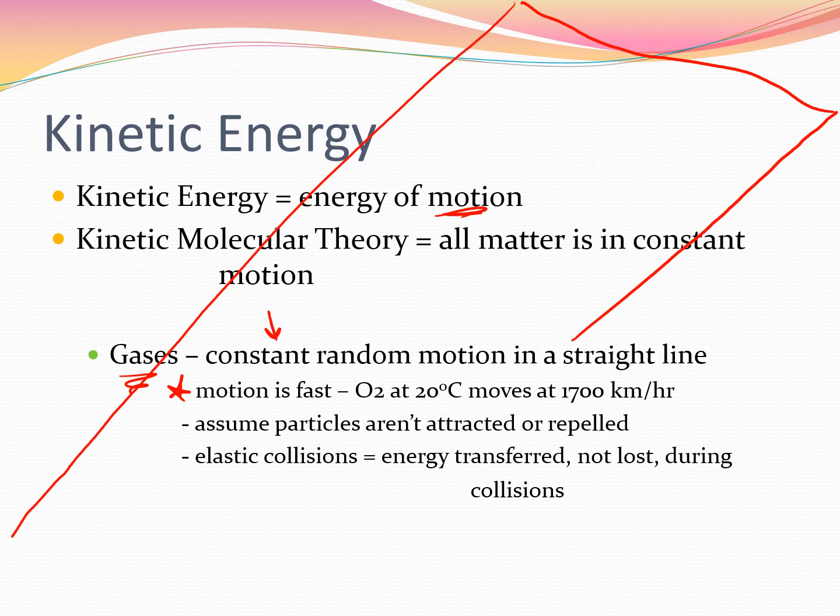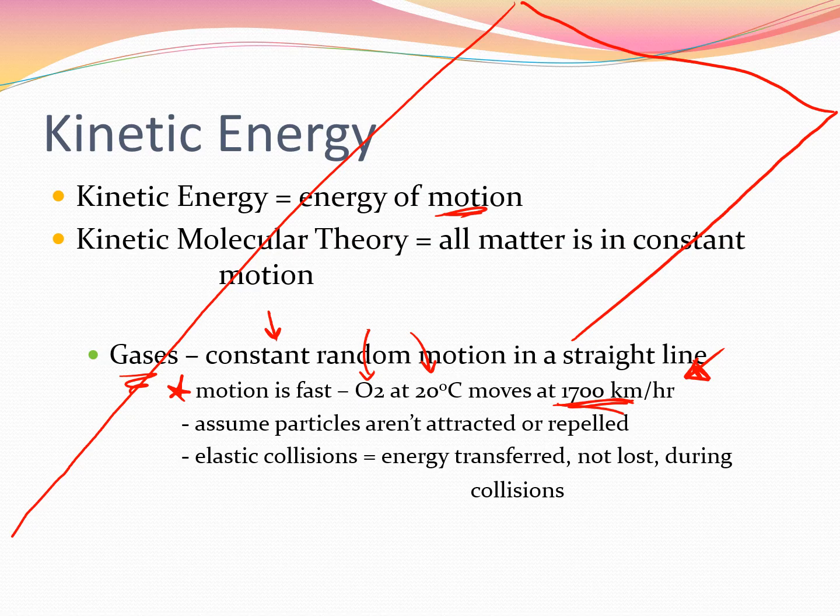We know that the motion is very fast. Oxygen gas at 20 degrees Celsius, which is a chilly room, is moving at 1,700 kilometers per hour, smashing into your face right now at 1,700 kilometers per hour. That's crazy sauce. But they're very, very small, and we're used to it, so it doesn't really bother us.